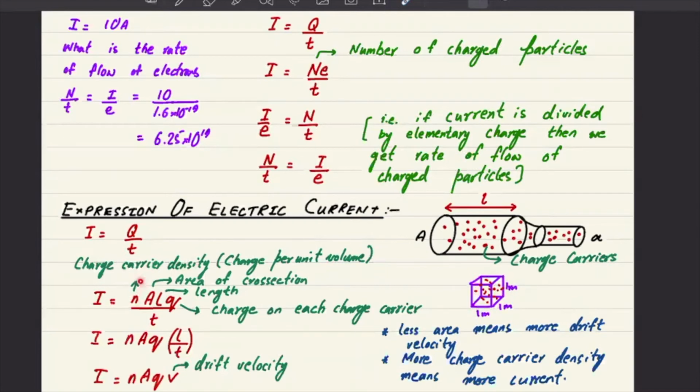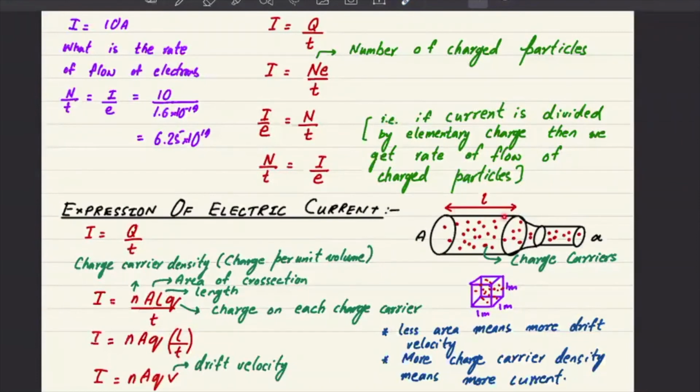So if charge carrier density is the number of charge carriers per unit volume, you multiply it by AL. A is the area of cross section, L is the length of the conductor. So AL becomes volume. Charge carriers per unit volume multiplied by volume would be the total number of charge carriers, multiplied by the charge again would be the total charge. And then, guys, I need to make a bit of a rearrangement here as well. n is copied as it is, A is copied as it is, q is copied as it is, and L over T I've written down separately. L is the length of the conductor and T is the time taken.